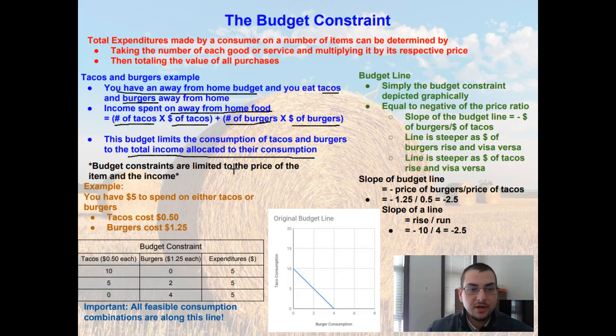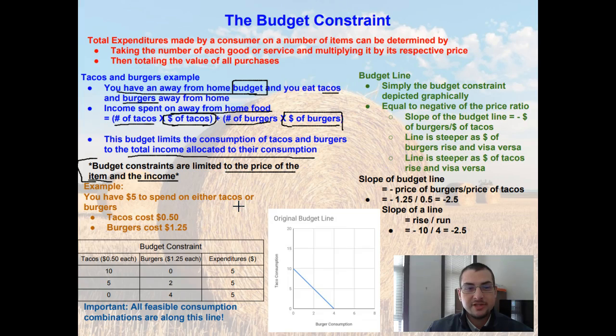So we're going to reiterate something. This means that the budget constraint is limited by the price of the item and the income. That's something we talked about in the last video, because here, if your income changes, if your budget changes, then of course you can probably buy more tacos or more burgers or both. Or if the price of tacos changes or the price of burgers changes, then you might be able to buy more tacos or burgers because now they cost more or less, meaning that you can allocate the different amounts of that budget.